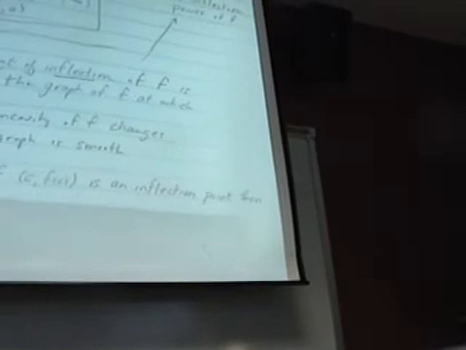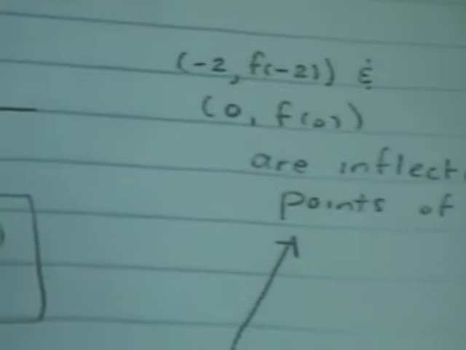Then one of two things has to be true. Either... well, look at these inflection points. Let's go back to this problem. At the inflection point, looking more specifically at the x-coordinate of the inflection point, what was the second derivative equal to? Zero. Zero, in both cases.